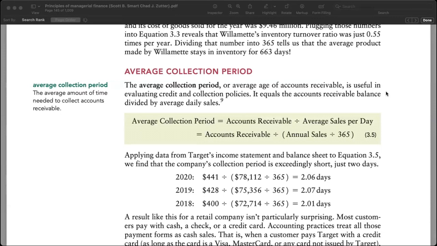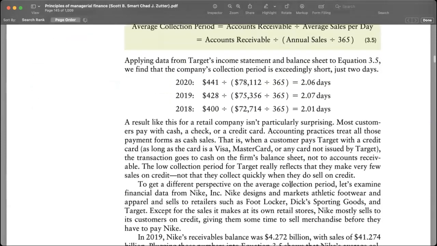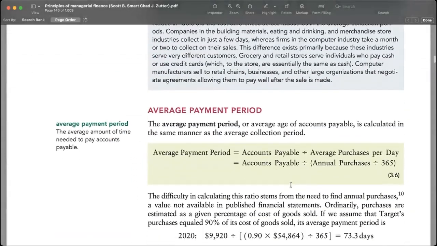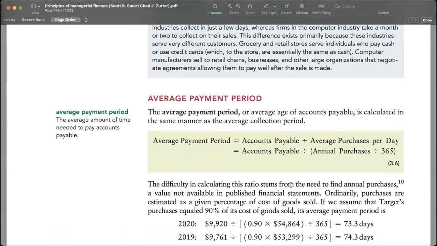But I want you to learn this ratio as well. Okay. Now, if we think about the accounts payable turnover ratio, how can you calculate it? Write down the formula. Purchase divided by accounts payable. Purchase divided by accounts payable, right?